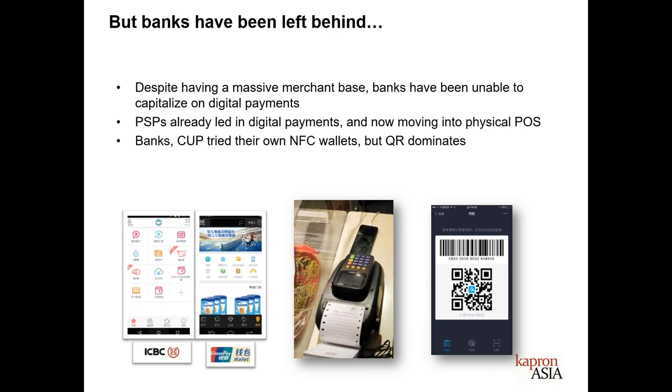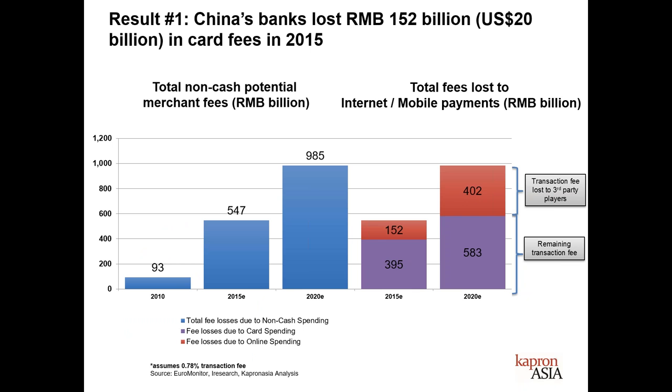These banks have been left behind, and it had two implications for them. So the first one is that Chinese banks have lost 152 billion RMB in year 2015. This is according to our calculations, and we made projections. So banks will lose almost 400 billion to third-party payment providers in years up to 2020. This is, of course, not what they like to see.